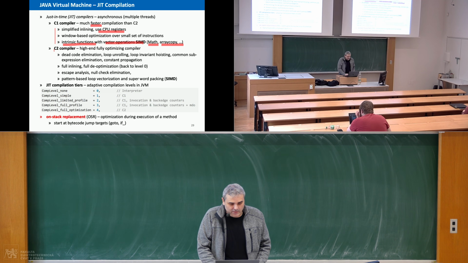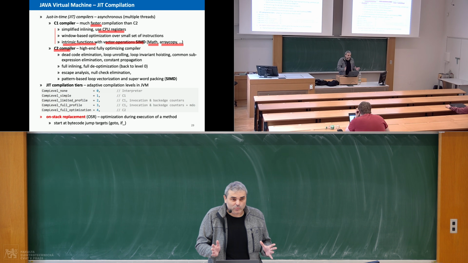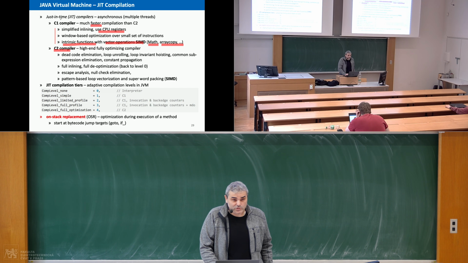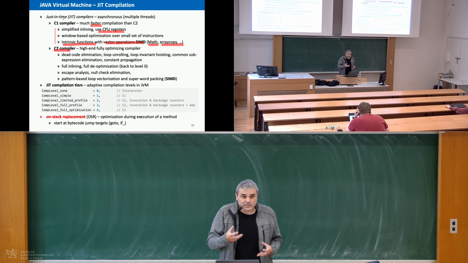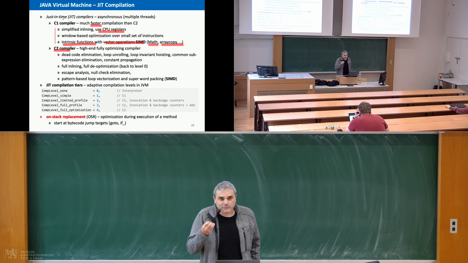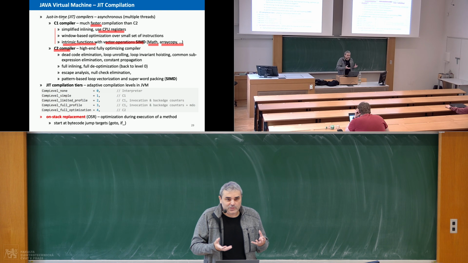On the other hand, the C2 compiler, as I mentioned, is much better, but also much slower, like 5 times, 10 times, depending on the complexity of the method, compared to the C1 compiler. So the just-in-time compiler has to adaptively balance the trade-off between the time for compilation and what is really needed.